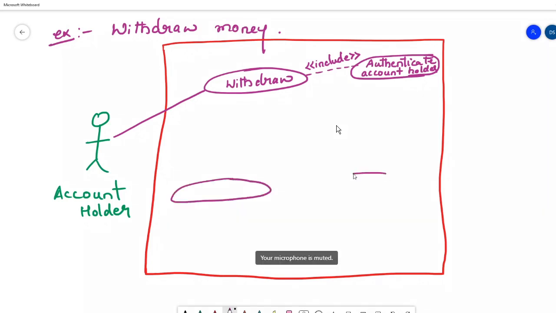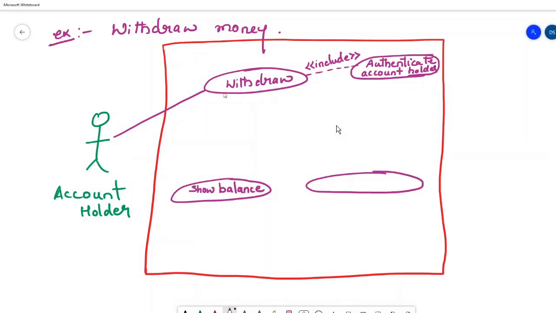Now we want to see whether withdraw can have extended relations, extended functions or processes. If I am withdrawing money, that means I want to know about the balance left. So, show balance. I have extended this function after the withdrawal. I am asking the system, or the ATM machine, or the person sitting in the branch to show or update me with the balance. So we can say that it is extend.